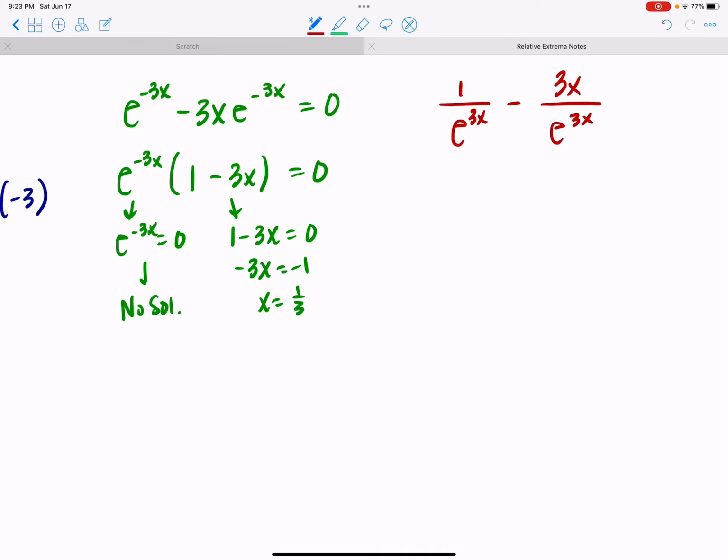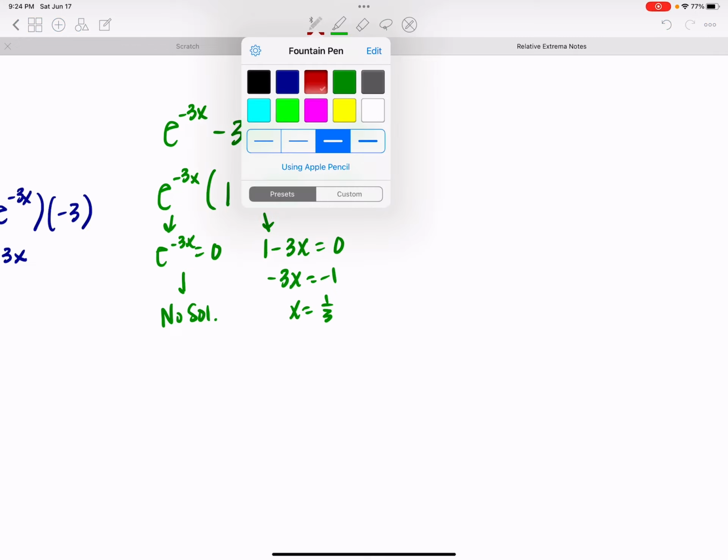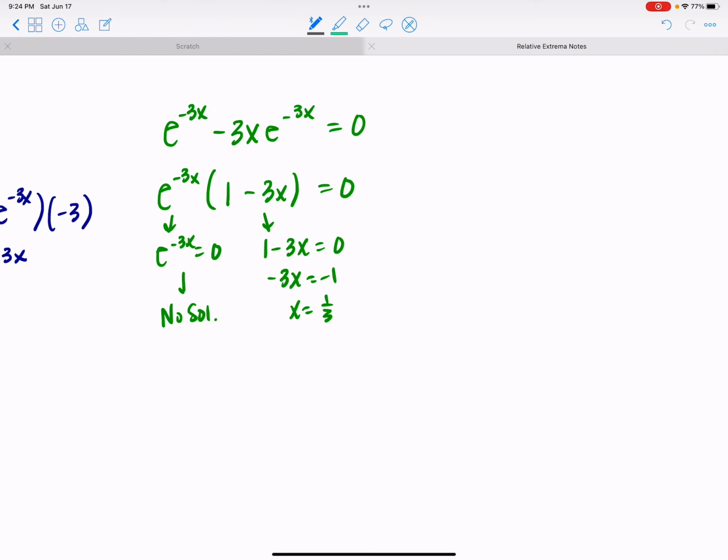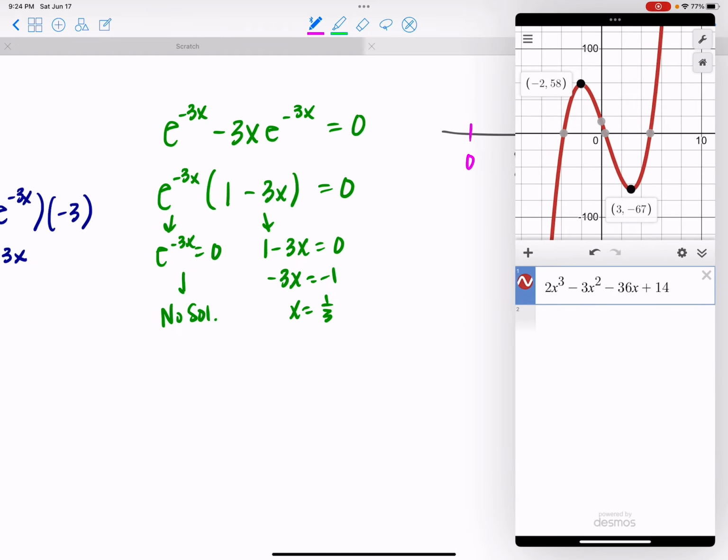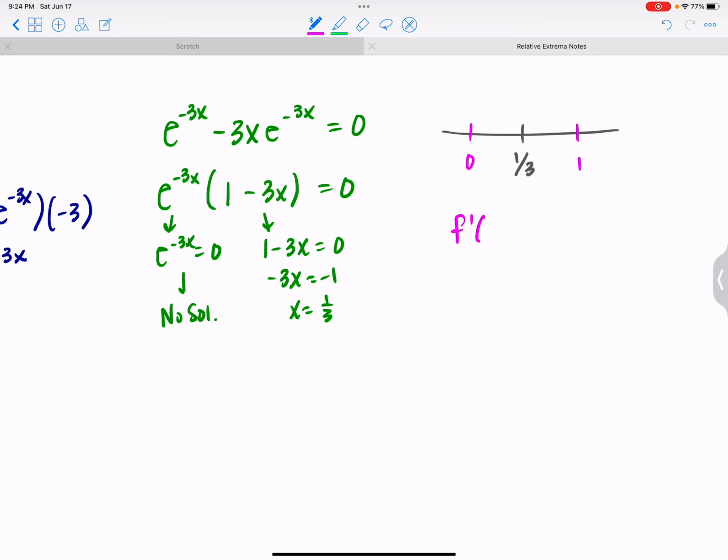The only way this would be undefined is if the bottom of these fractions ended up being 0, and that can't happen. We just said e to the 3x can't get to 0. e to the negative 3x, e to the positive 3x is the same thing. They can't get to 0. So this is not going to be undefined anywhere. So x equals 1/3 will be our only critical number. So let's go ahead and put 1/3 on our number line and decide what we want to test. So how about we test 0? I like to use that when I can, and then a positive 1 would be nice. And let's go ahead and plug this in. So remember, we want to find f prime of 0 and f prime of 1.